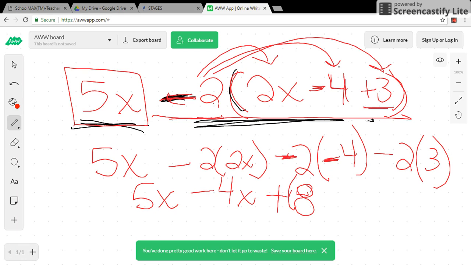Sorry about that. I kind of messed up that little line there. So there we go.